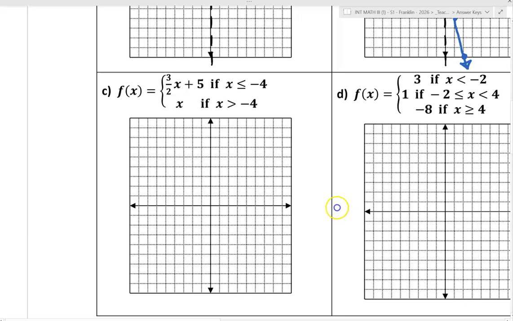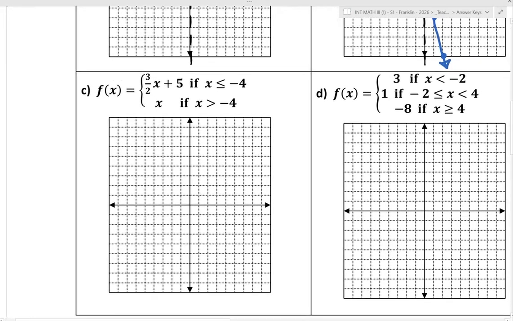Example C, we have f of x equals 3 over 2x plus 5 if x is less than or equal to negative 4, and f of x equals x if x is greater than negative 4. So I'm going to go to negative 4 here for x for my change point. Okay, so I'll stick with red for the less than. If x is less than or equal to negative 4. So this time I'm going to fill in this dot.